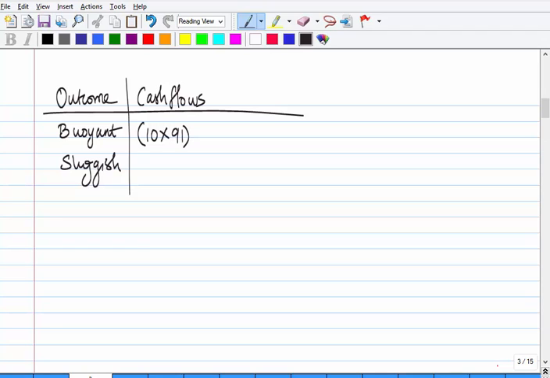Plus, you will also get rental of 7 lakhs on these 10 flats. So 910 plus 70, the cash flow is going to be 980 lakhs if the market is buoyant. And if the market is sluggish, you will be able to sell these 10 flats at 75 lakhs, and still get the rental of 7 lakh on those 10 flats. It means your cash flow is going to be 820 lakhs. So this is going to be the cash flow.